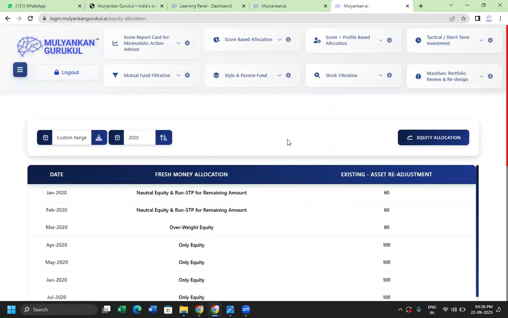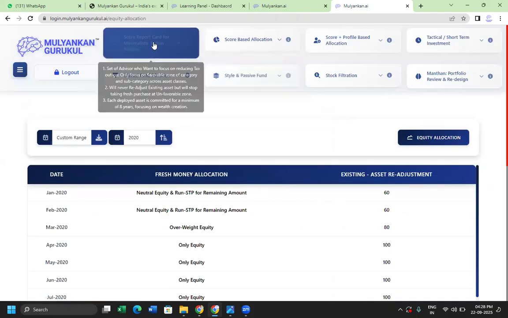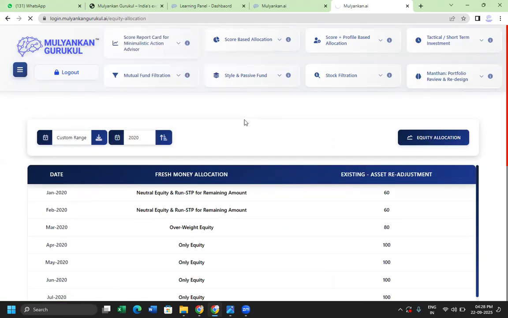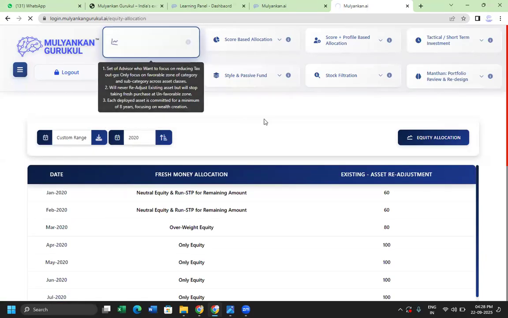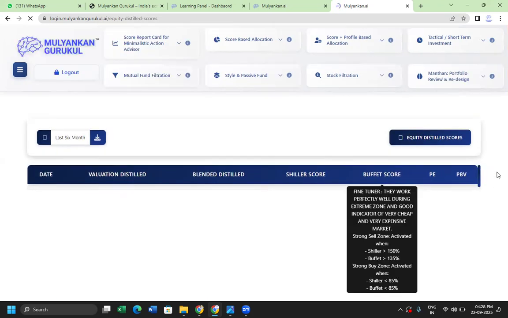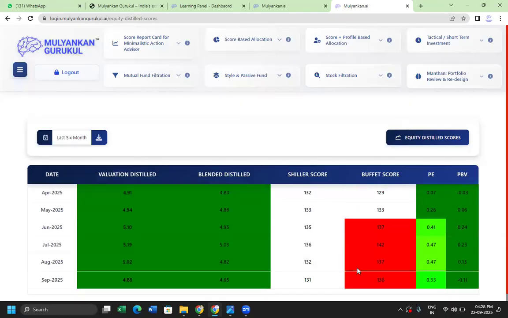So, sir, I have already covered this in the first question, but you are again repeating the same. The Buffett score actually reflects the market cap to GDP. These are our fine tuners. Even if one gets activated, one should be cautious in the market.